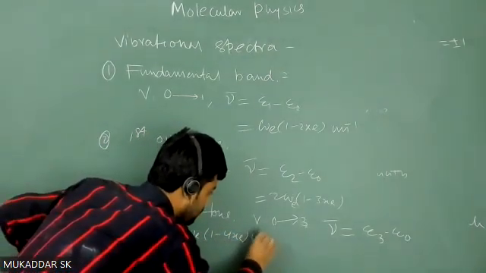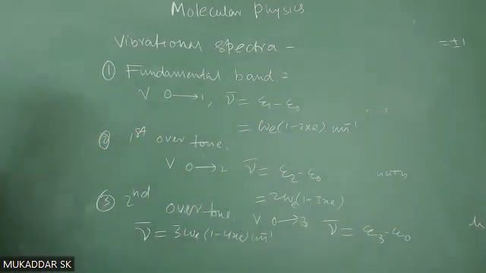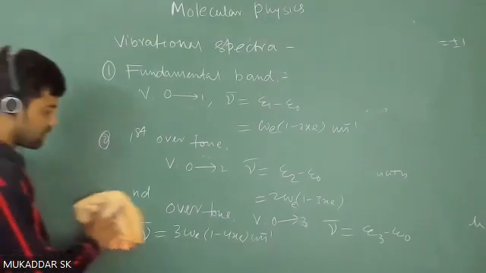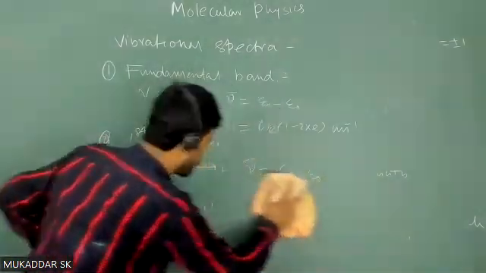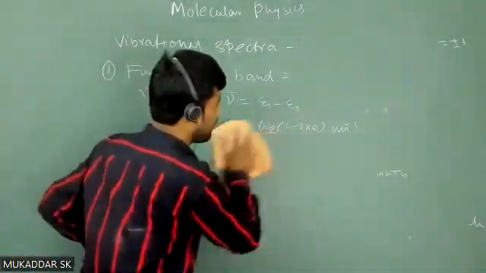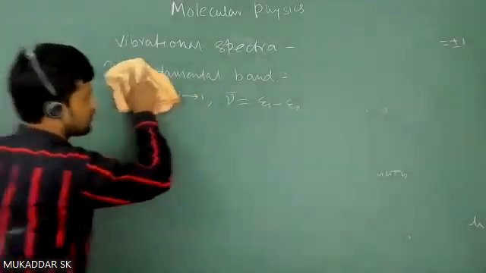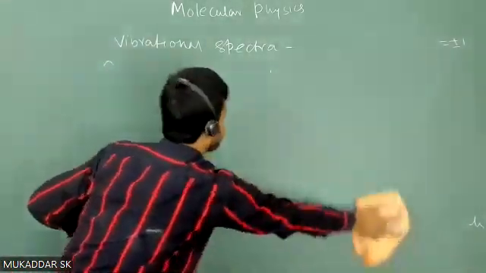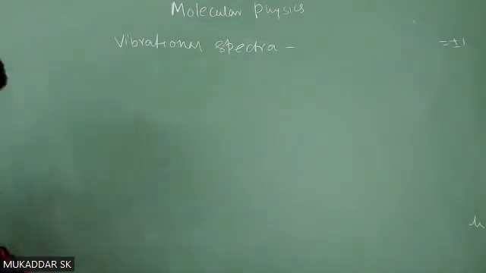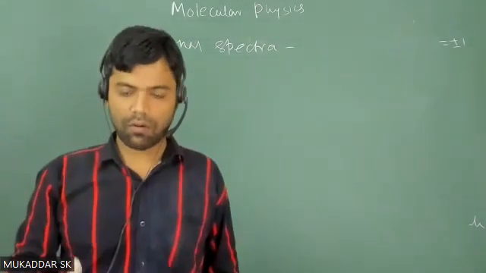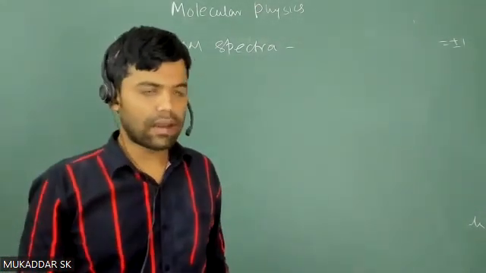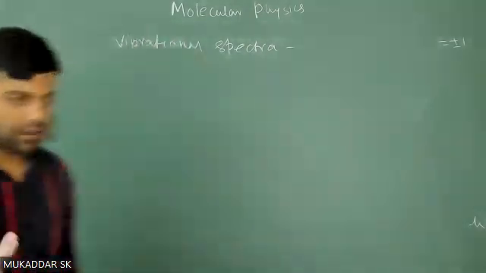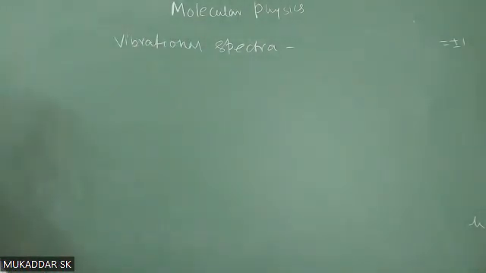And of course that unit will be centimeter inverse. So this is the location of the fundamental band, first overtone and second overtone. In addition to this, there is a hot band observed only at high temperature, because the molecule in general is found in the ground state. If you increase the temperature, there will be molecules in the excited state also, and then you can see that there's a hot band also.